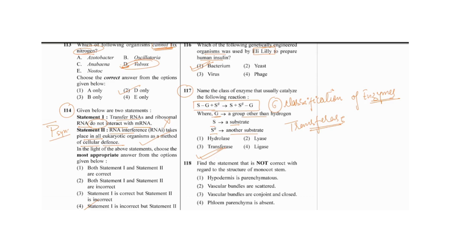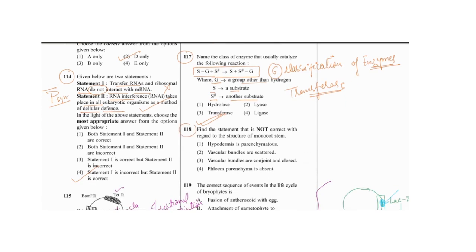Okay, and then the next, 118, says: find the statement that is not correct with regard to the structure of the monocot stem. So here it will be a memory based question, because hypodermis is parenchymatous, which is not the case in the monocot.